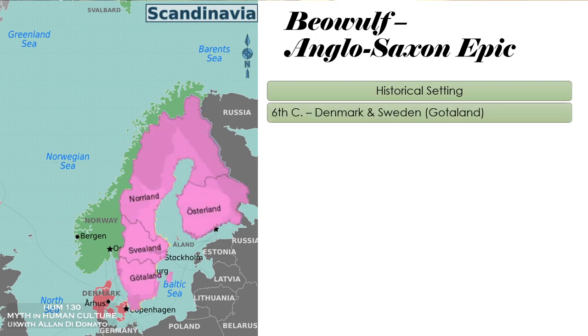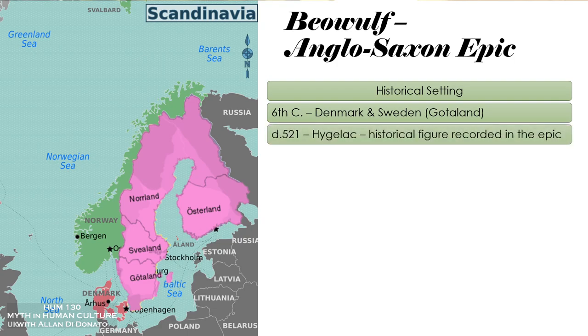All right, on the map, you could see, again, Scandinavia. You're looking at Denmark right there. Sweden at the south, you see what's called Gotland. Okay, this is the land of the Geats. This is where Beowulf would have been from. Okay, this is just off the map. You could actually see Britain located kind of off to the west there. Germany just below. And the setting for the story is really the 6th century A.D.